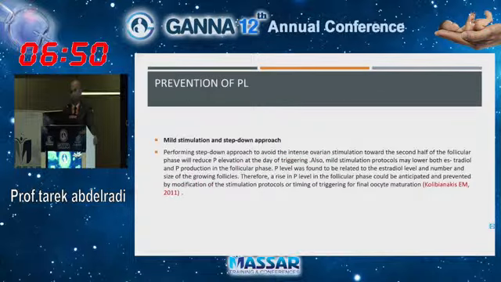So how to prevent? To prevent premature luteinization, it is better to use the mild stimulation protocols and step-down protocols. You're performing a step-down approach to avoid the intense ovarian stimulation toward the second half of the follicular phase. So take care, the second half of the follicular phase is the most important thing. So if you are starting with a higher dose and decreasing step-down, this is better. Starting with a lower dose and ending with a lower dose, this is better too. Therefore, a rise in progesterone level in the follicular phase could be anticipated and prevented by modification of the stimulation protocol.